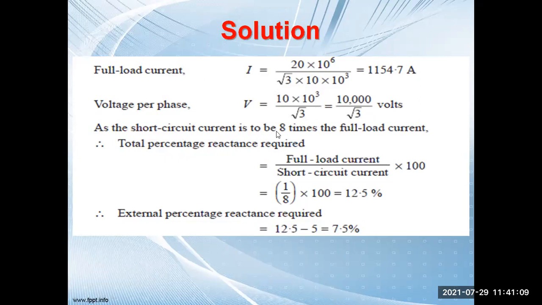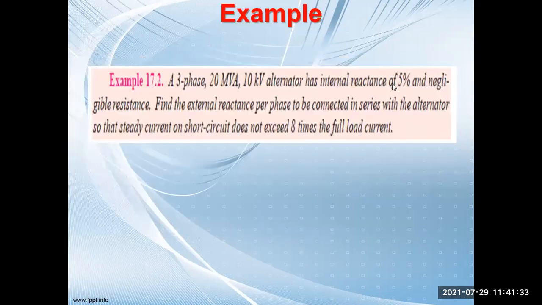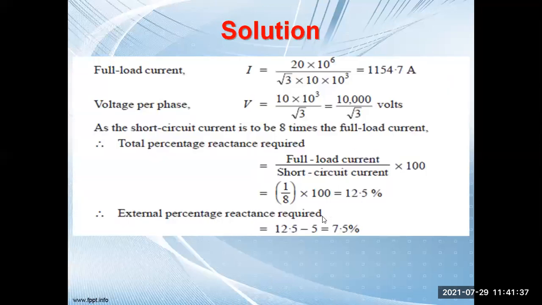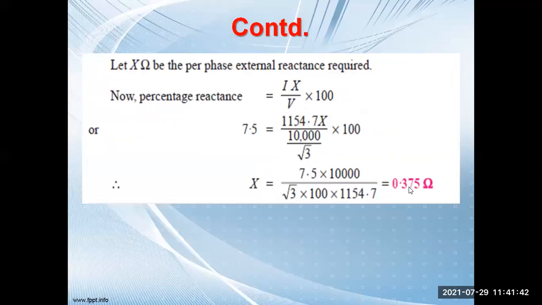Now as the short circuit current is to be 8 times the full load current, the total percentage reactance will be full load current by the short circuit current into 100. So 1 by 8 into 100, that is 12.5%. Now the external percentage reactance required: the total reactance we have calculated is 12.5%, but 5% reactance is the internal reactance of the alternator. So the external percentage reactance required is 12.5 minus 5, that is 7.5%.